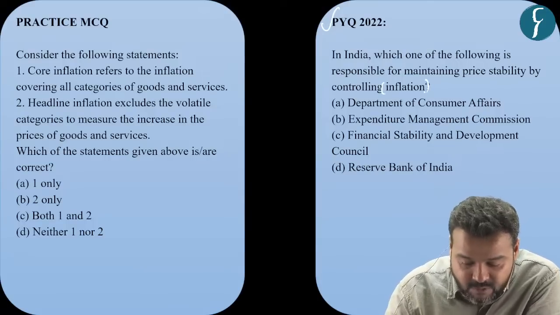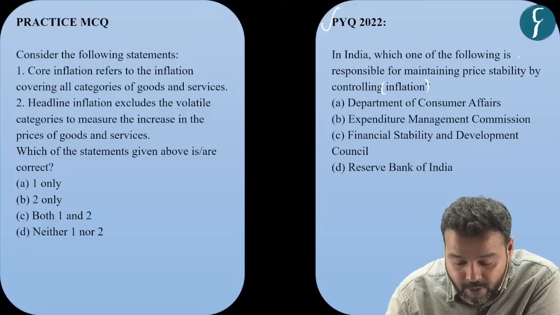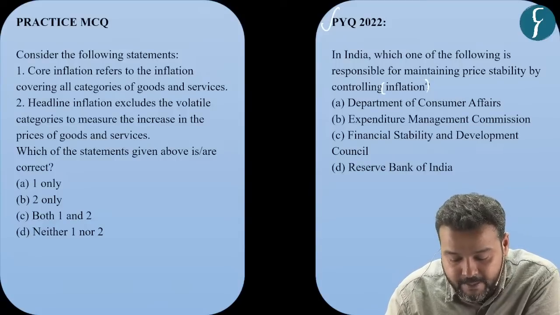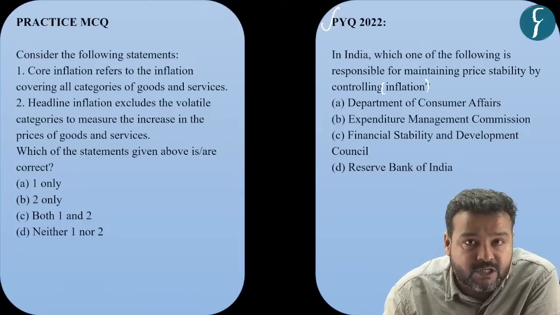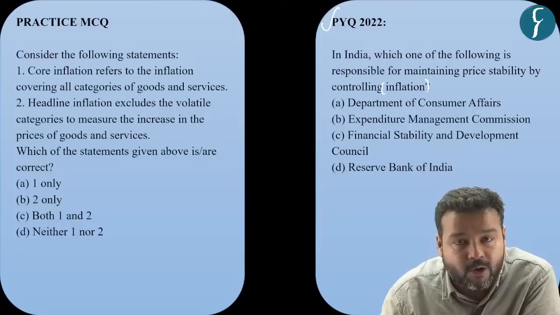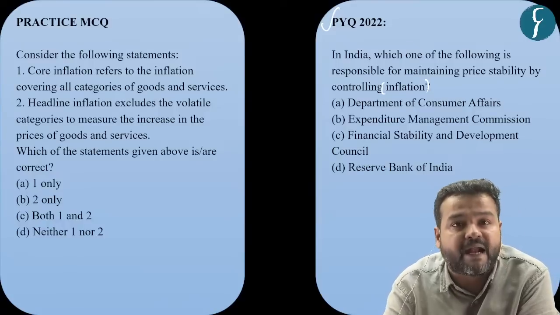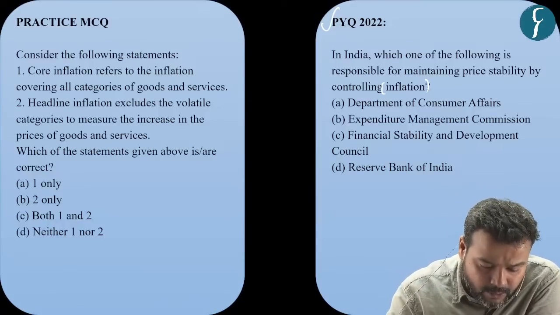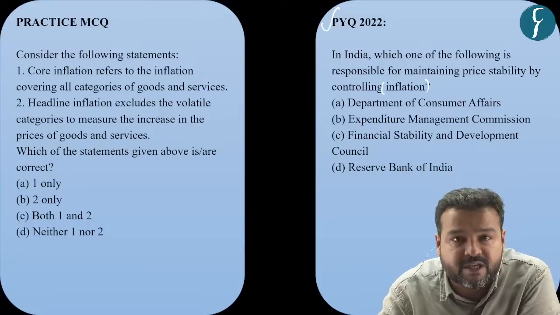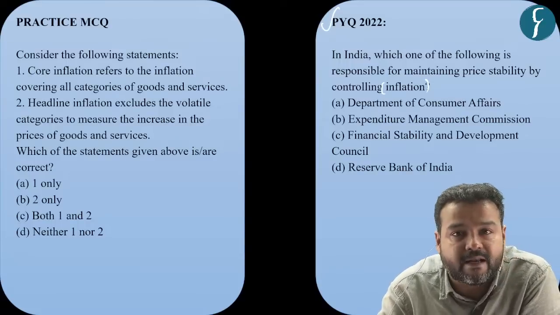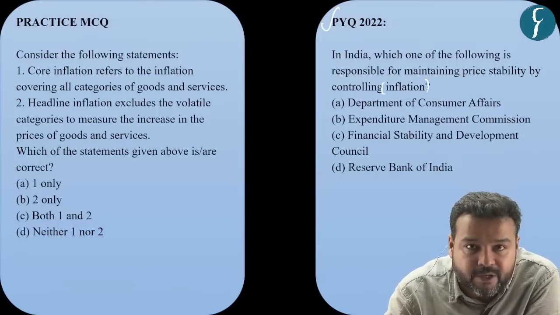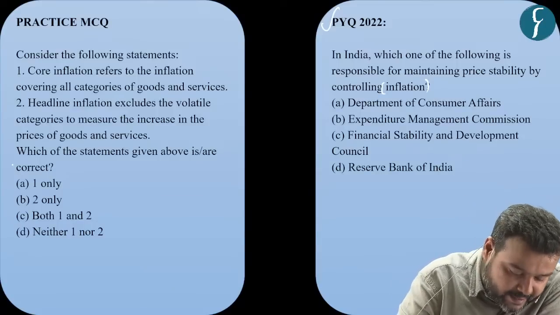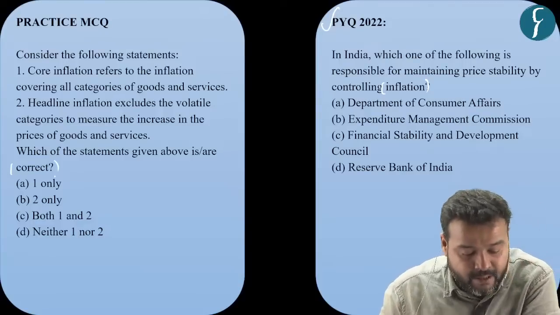The question says, which one of the following is responsible for maintaining price stability by controlling inflation? So try to attempt this question and let us know your answer in the comment box. We will move on to the practice MCQ. Now the practice MCQ focuses on two key concepts, that is core inflation and headline inflation. The question says, consider the following statements and identify the correct ones.